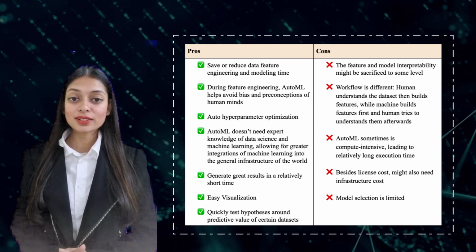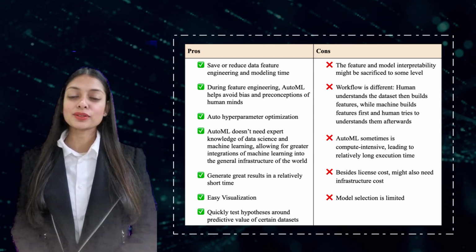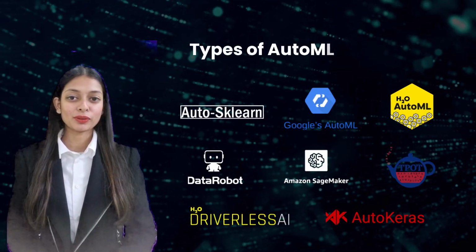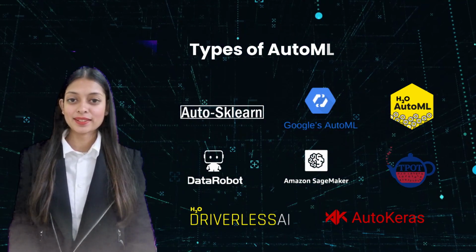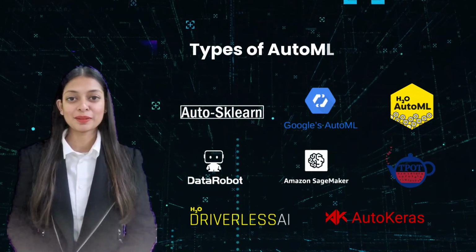Besides license cost, might also need infrastructure cost. Also, model selection is limited. Now you can see types of AutoML on your screens: AutoSKLearn, Google's AutoML, H2O AutoML, and many more.